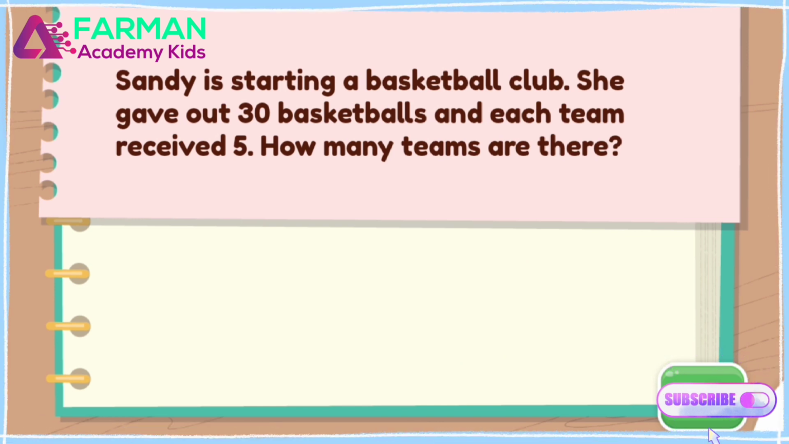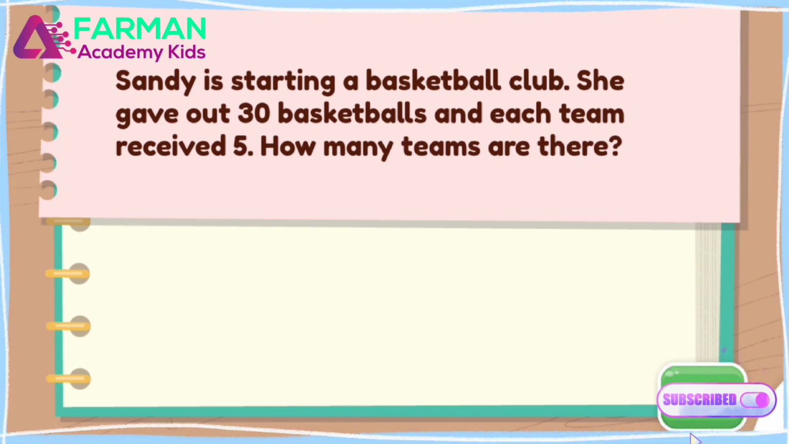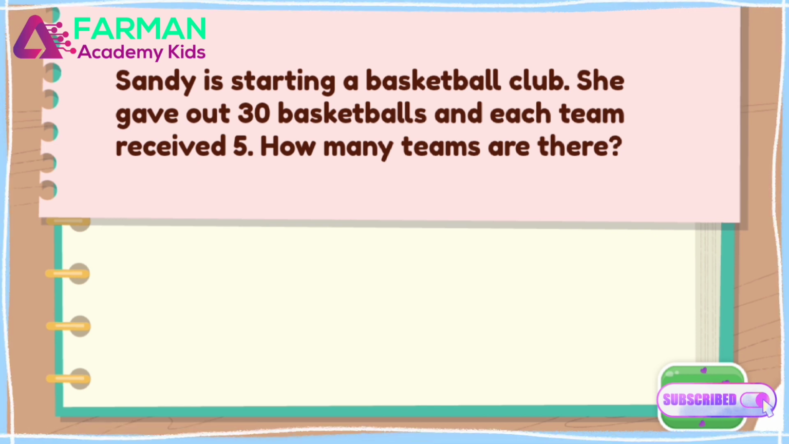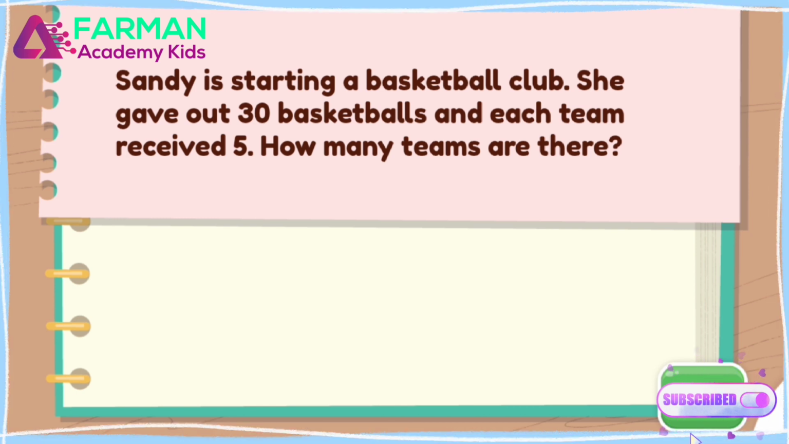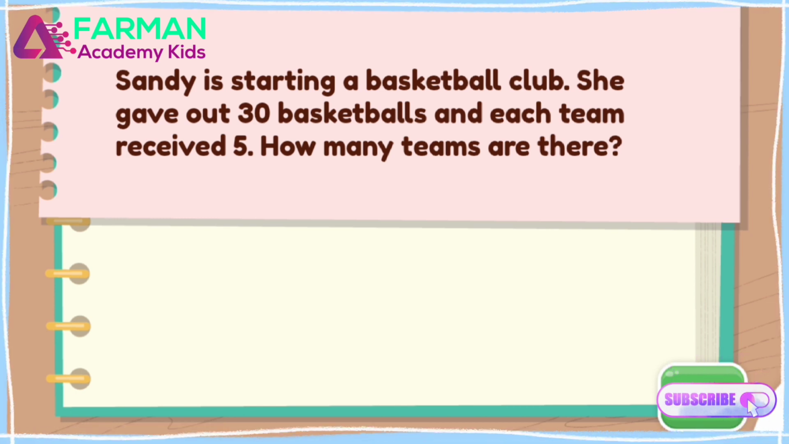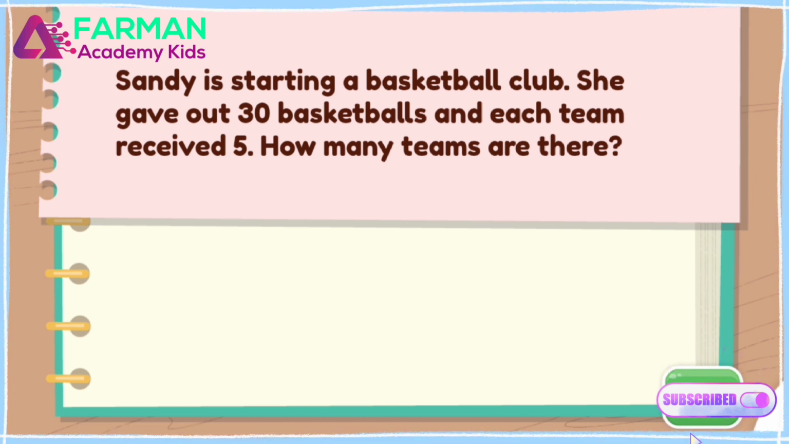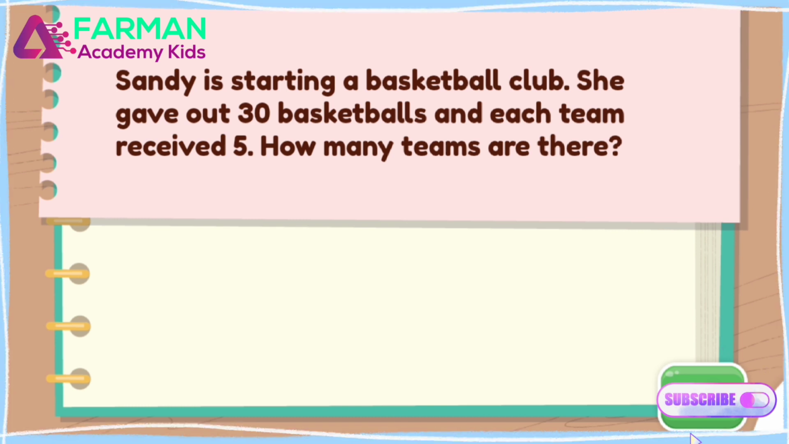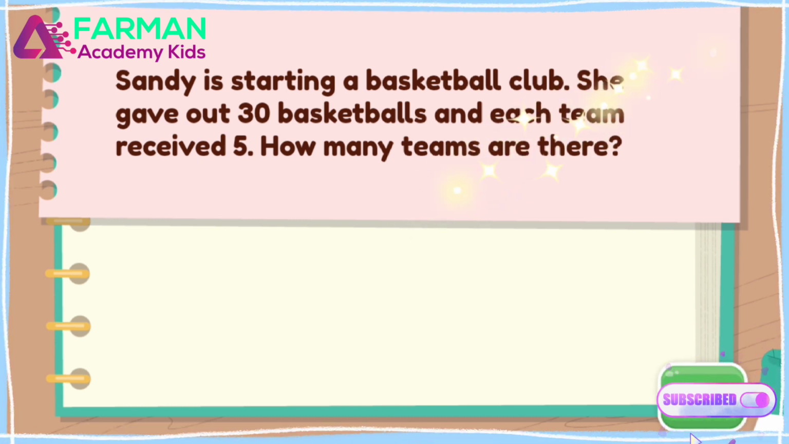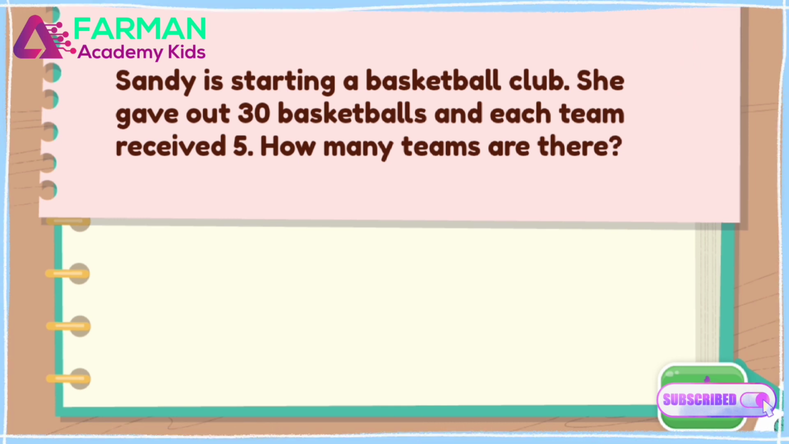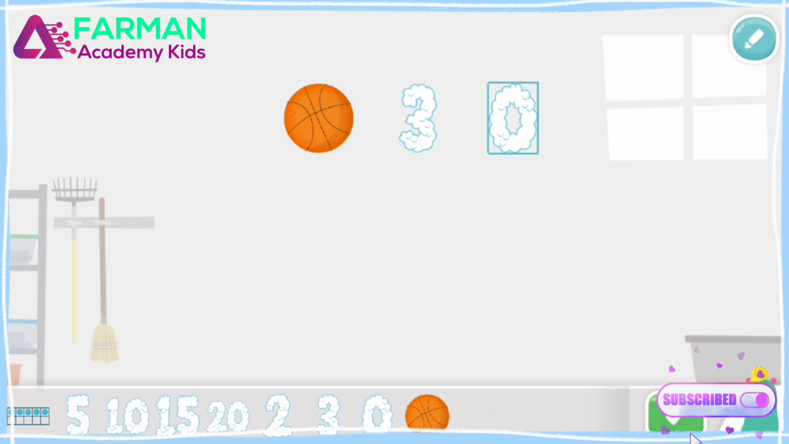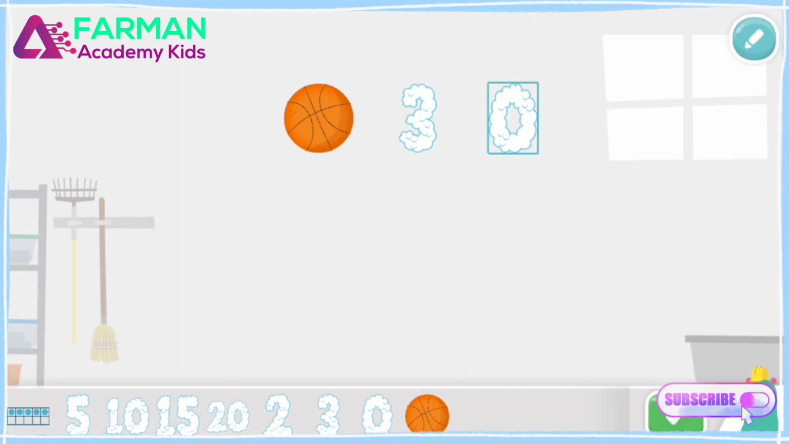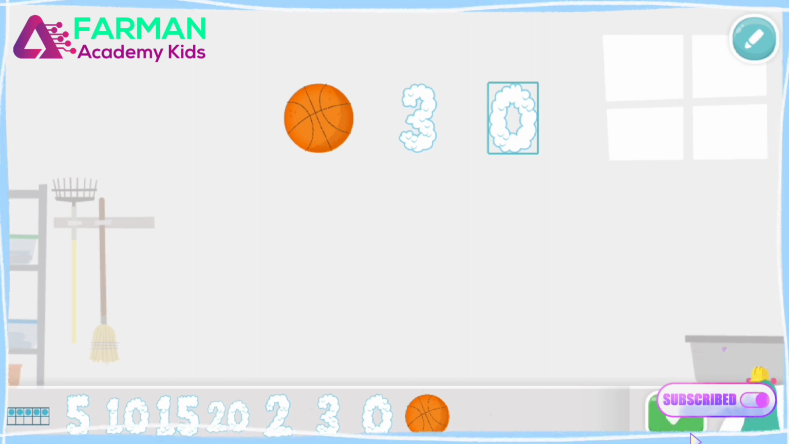Sandy is starting a basketball club. She gave out 30 basketballs and each team received 5. How many teams are there? How can we use skip counting to find the answer? Sandy gave 5 balls to each team. If she handed out 30 balls total, how many teams are there?